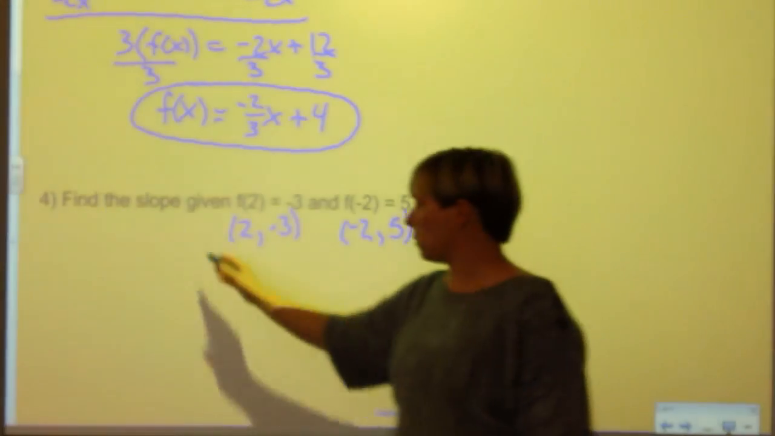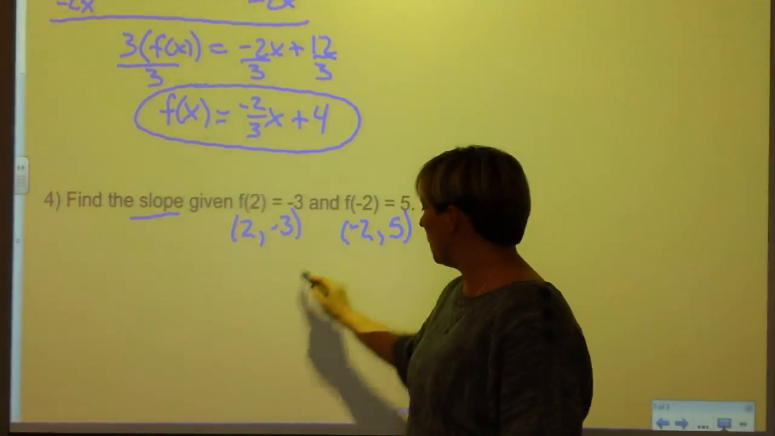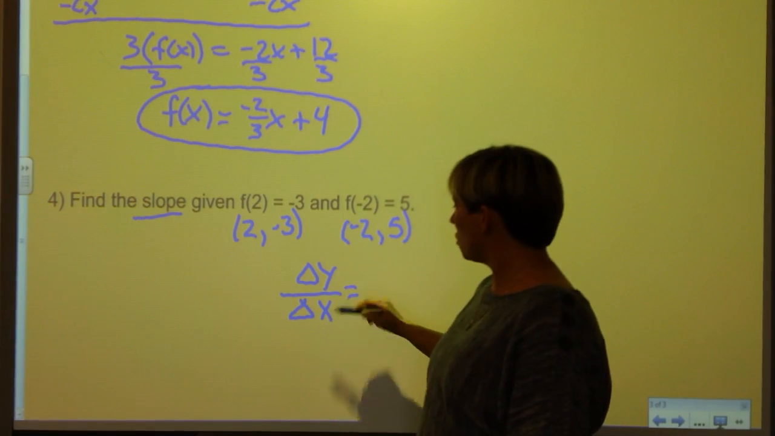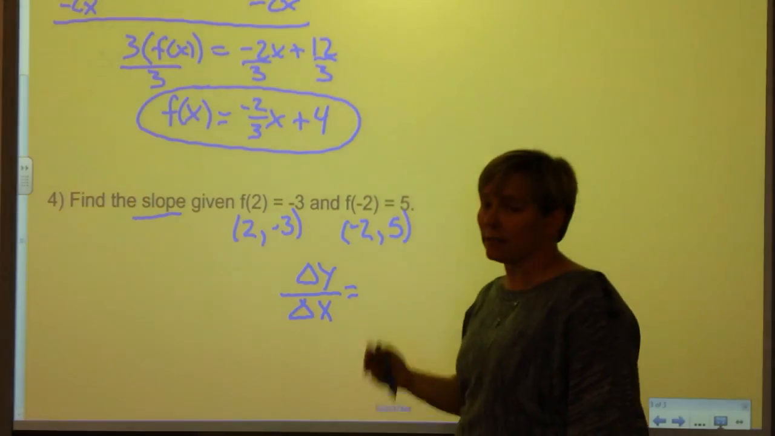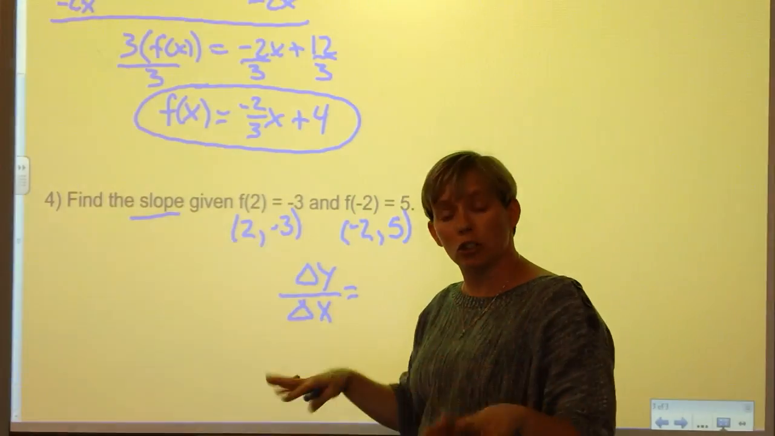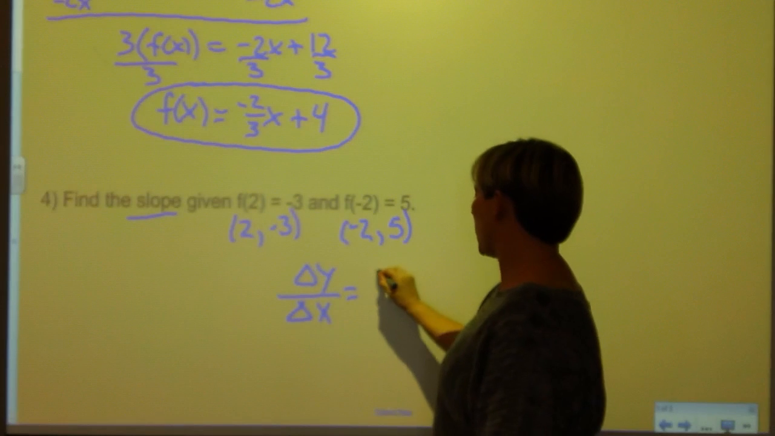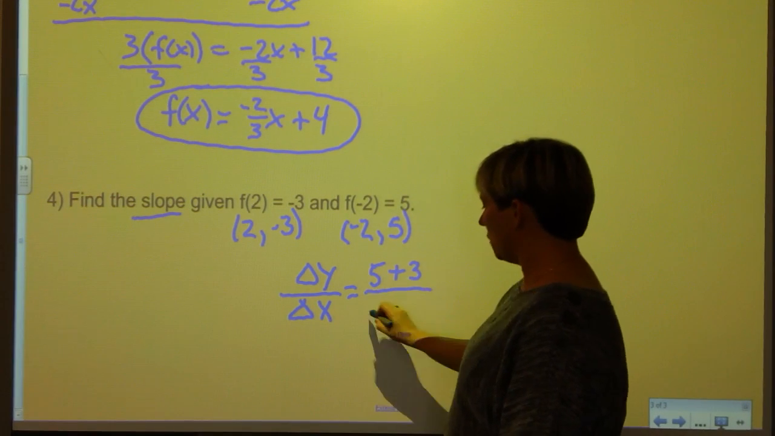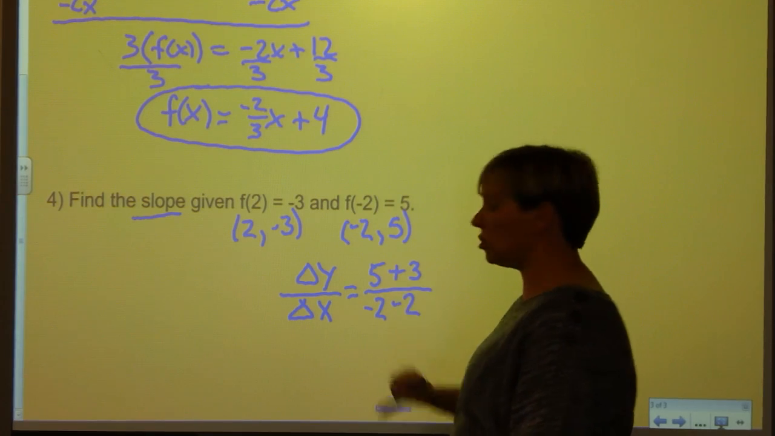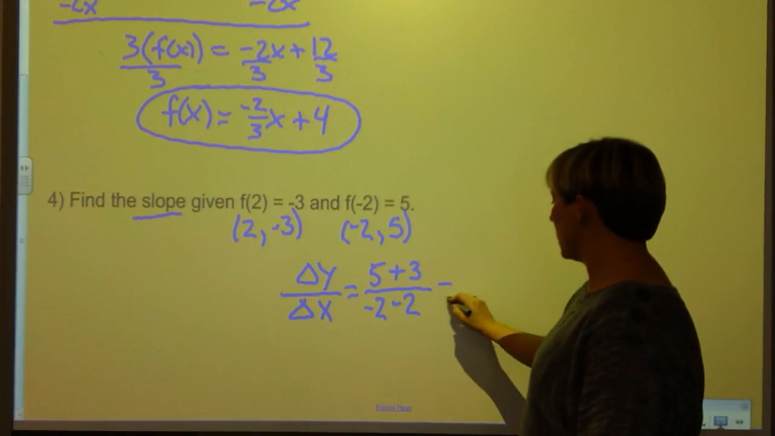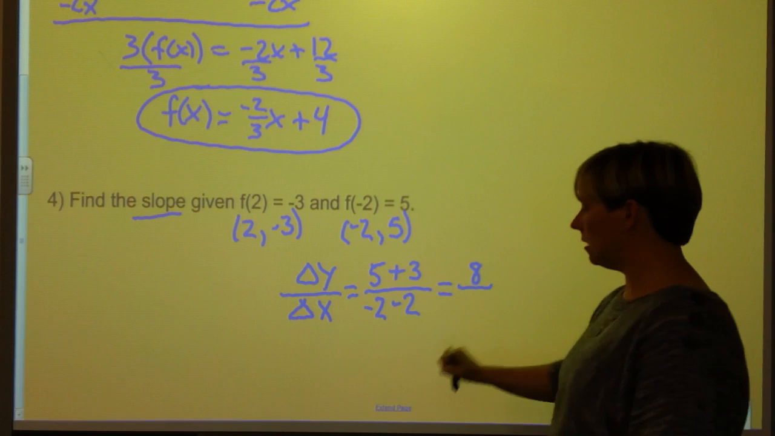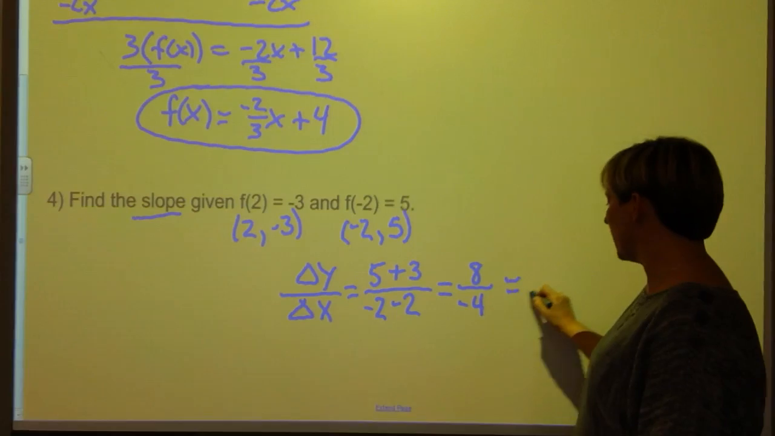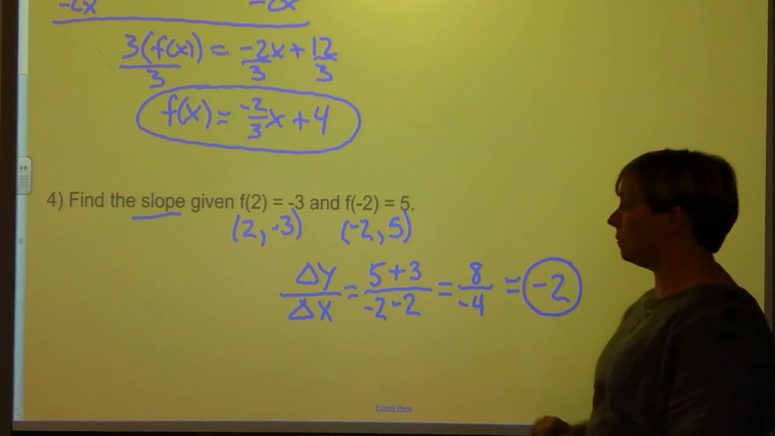Then we remember, how do we find slope? We find slope by doing change in y over change in x. So that means I subtract my x coordinates. It doesn't matter the order as long as you're consistent in the denominator. So I can do 5 minus negative 3 would be plus 3 over negative 2 minus 2. 5 plus 3 is 8. Negative 2 minus 2 would be negative 4, so I would get a slope of negative 2.